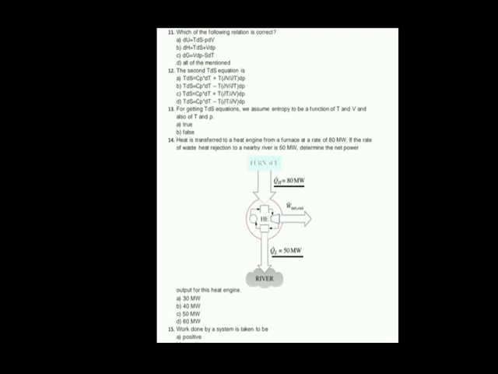For getting the TdS equation, we assume entropy to be a function of T and V and also T and P. True or false? Heat is transferred to a heat engine from a furnace at a rate of 80 megawatt. If the rate of waste heat rejection to a nearby river is 50 megawatt, determine the net power. The diagram is given and from there you have to find the power. Work done by a system is taken to be negative, positive.